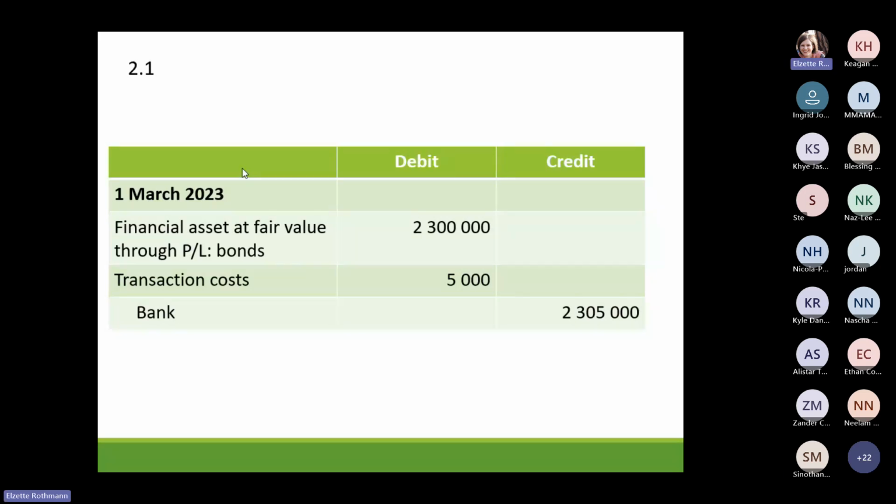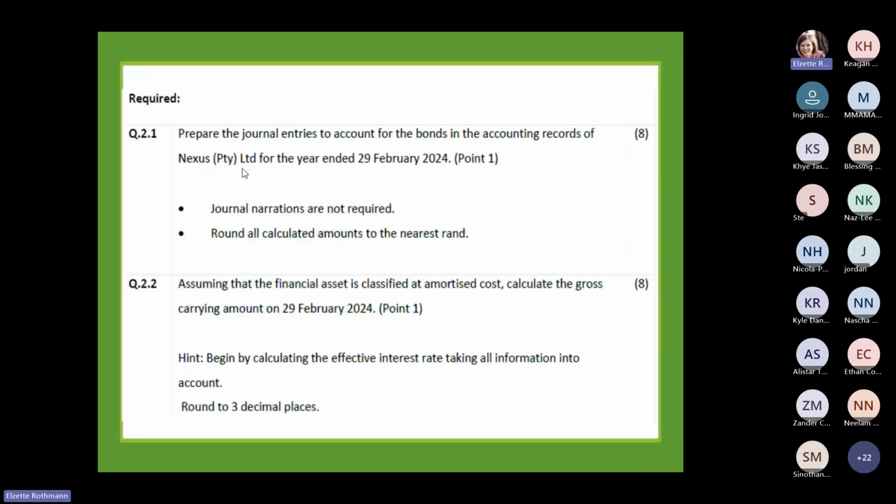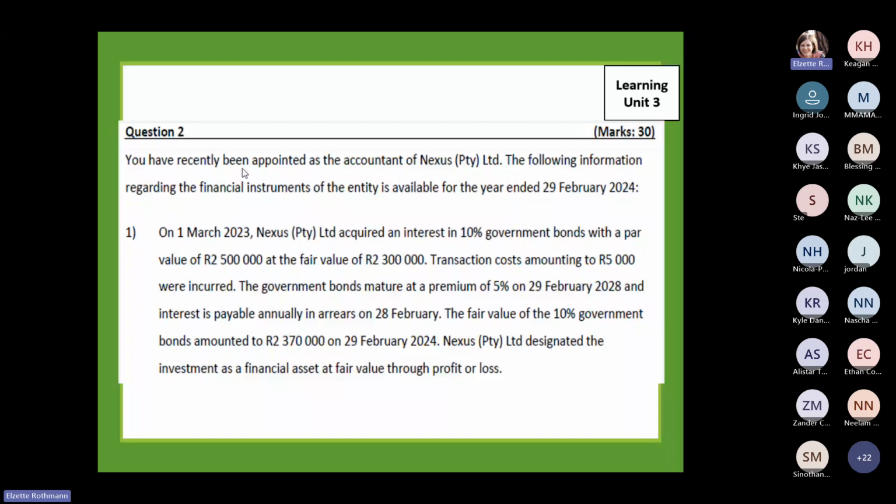And now we go back to the question to figure out where we get the percentage to calculate the interest. Okay, and they tell us there at the beginning, it's interest on a 10% government bond. So we don't worry about the maturity at a premium of 5%. If we want to calculate interest, it's on the 10% because that's the percentage of the bond. So now we use the 2.5 million to calculate the interest.